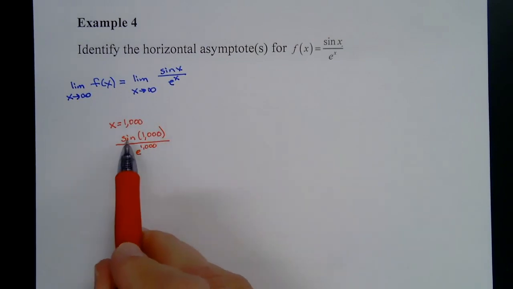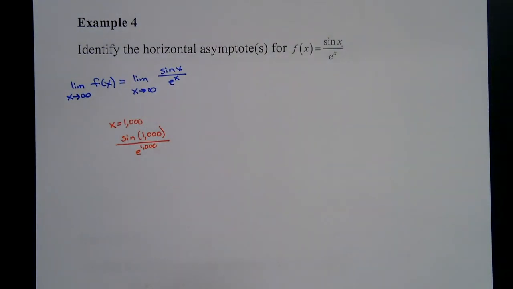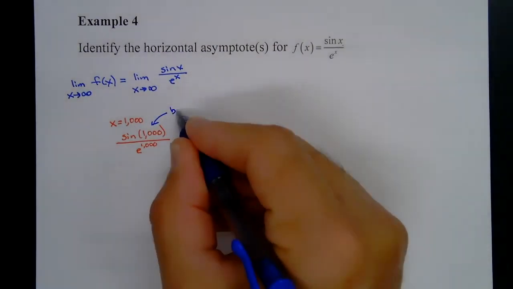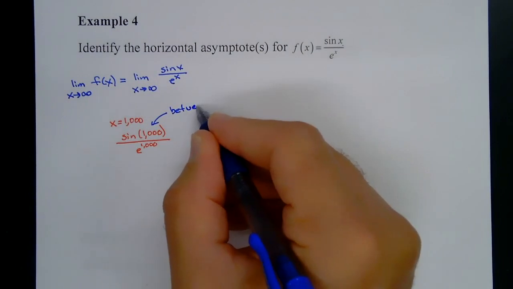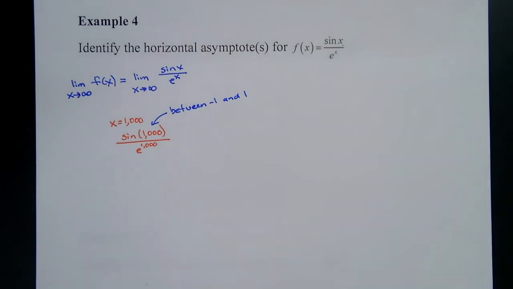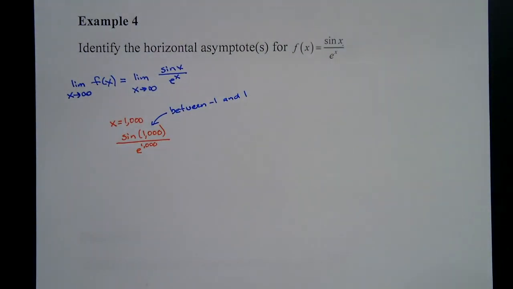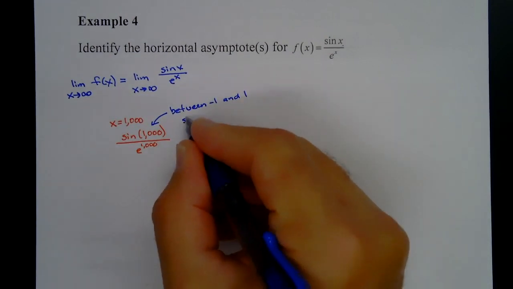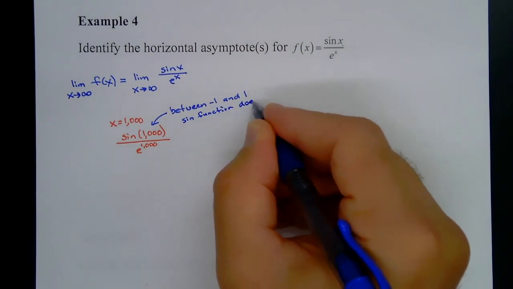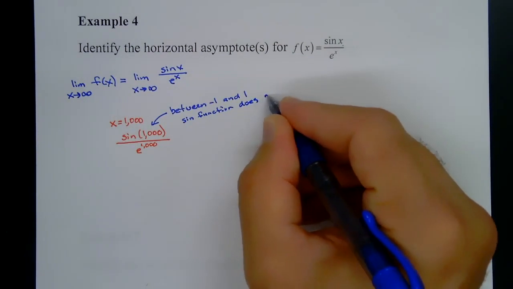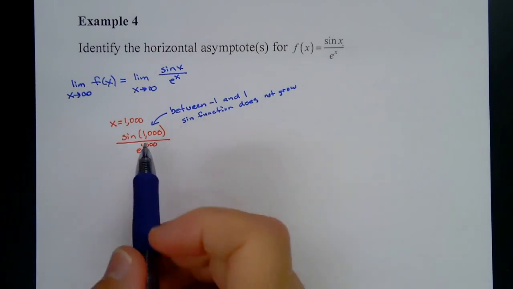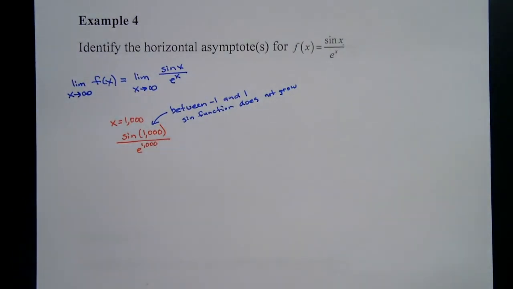Now, what do we know about the sine function? Well, the sine function just oscillates between -1 and +1. So this numerator right here is some number between -1 and 1, because the graph of sine, the highest it gets is 1 and the lowest it gets is -1. It doesn't grow. It doesn't go to infinity or negative infinity. This value is going to be somewhere between -1 and 1.